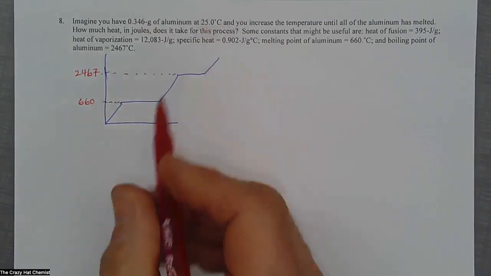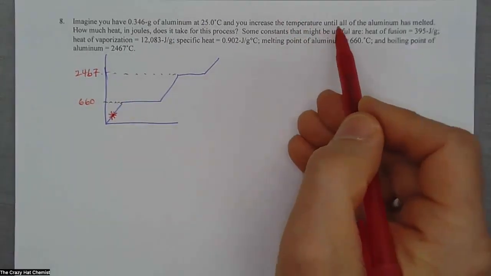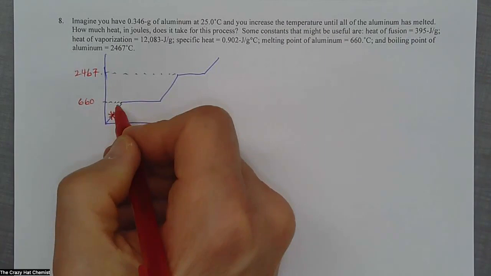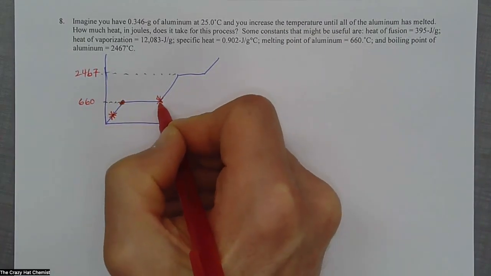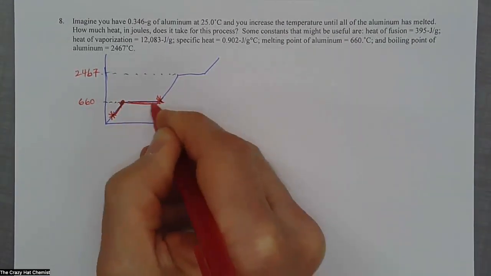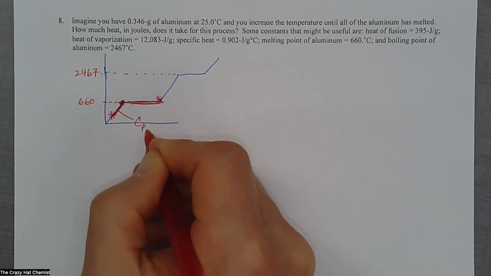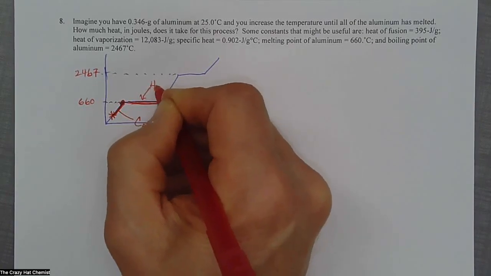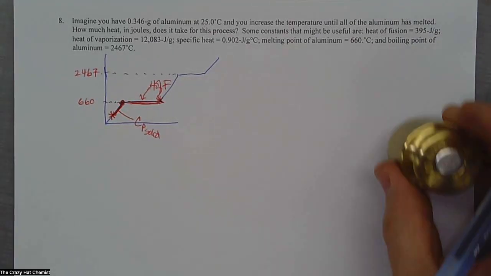25 degrees. So where are we? We are right here at 25 degrees, and we're going to increase the temperature until all of the aluminum has melted. So this is when aluminum starts melting. This is when aluminum is completely melted. So we're going to do steps number 1 and 2. And we're using the specific heat capacity for the solid, and we are using the heat of fusion. So we're just going to do those 2 terms, and then we've got our answer.